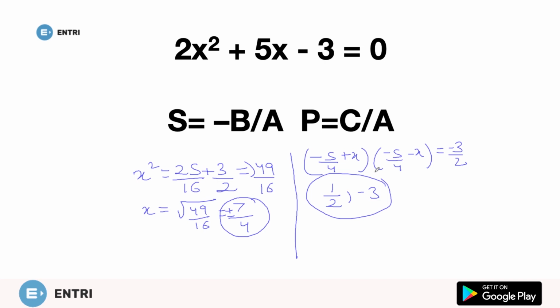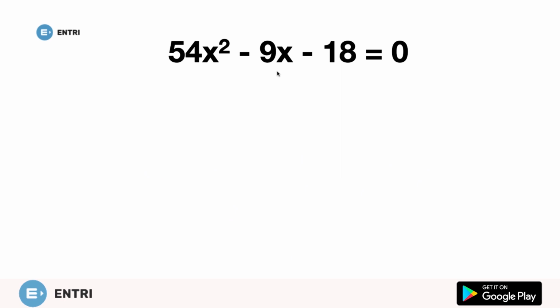See, since I have explained it to you, that's why it has taken the time, but from the next question onwards, you will see that it comes within seconds, because when you try to solve it by taking out the factors, it takes a lot of time. So let's go to the next question. So what is the next question? The next question is 54x square minus 9x minus 18 equals 0.